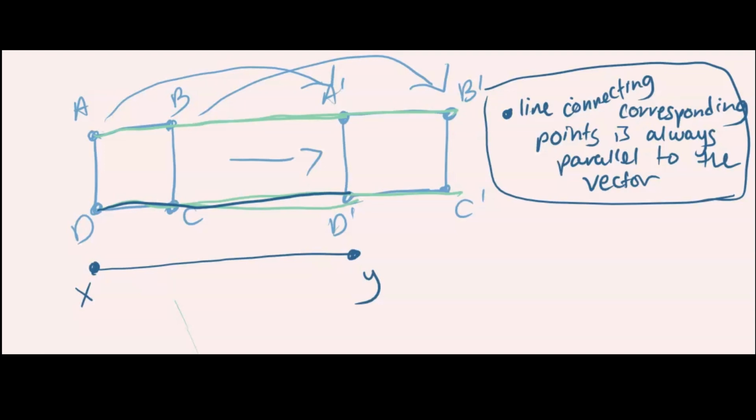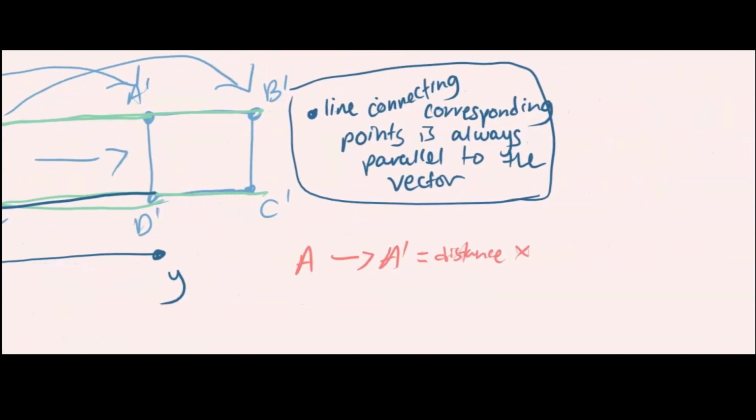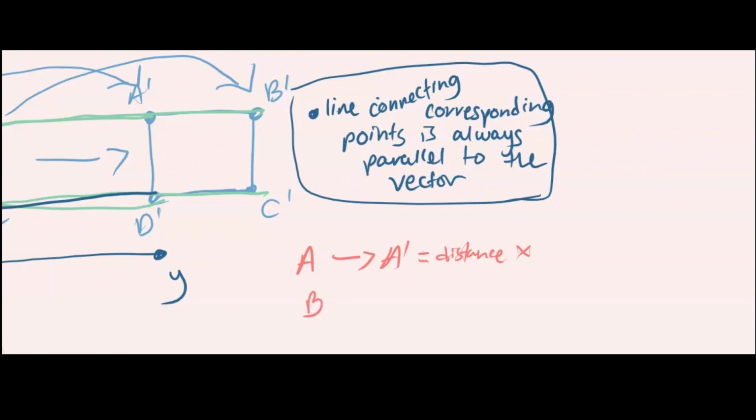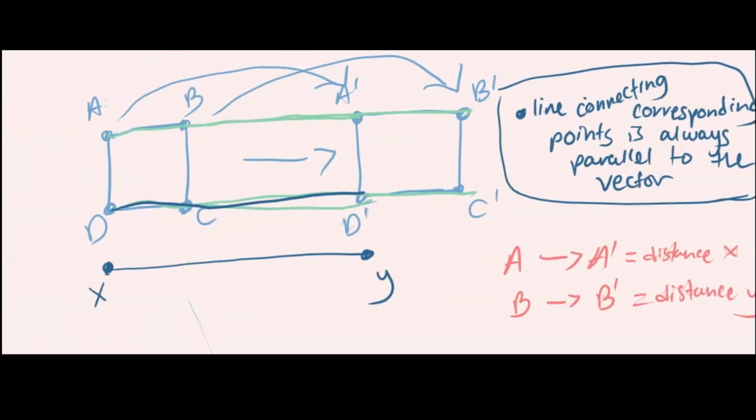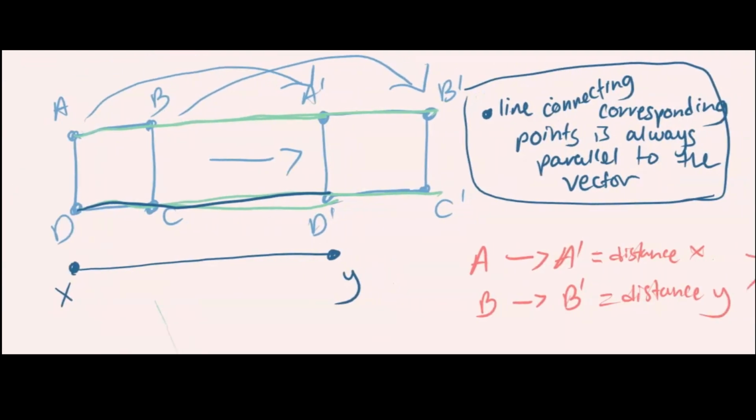So we have A to A prime. So that's going to equal a distance. So let's just say that's distance x. Now that might be a little confusing with my vector here, but it's going to make sense in a second. B to B prime equals distance y. And x equals y. So the distances are the same, and so the units that are being moved are going to be the same as well.